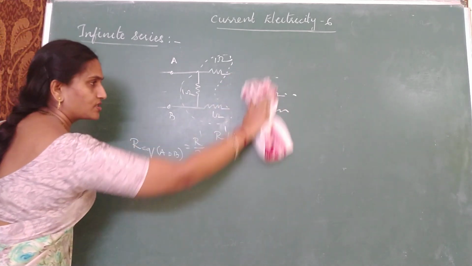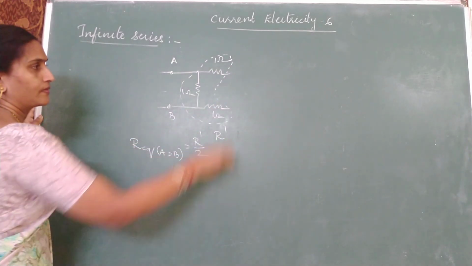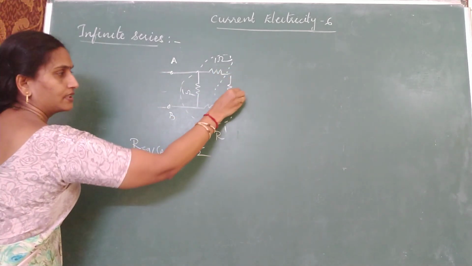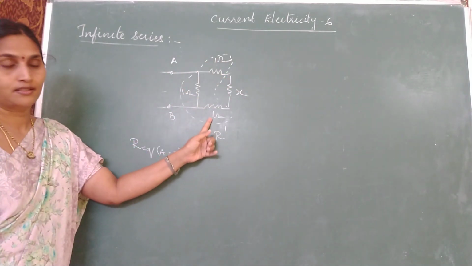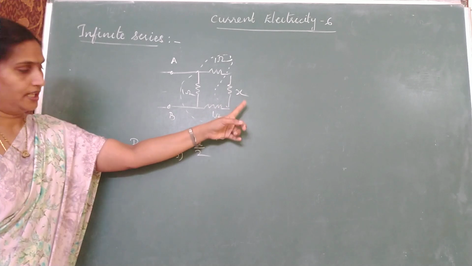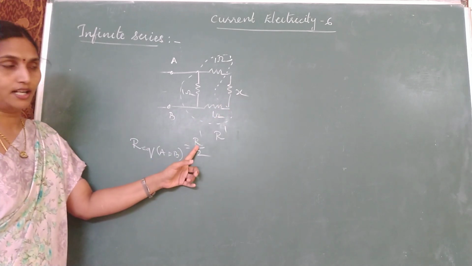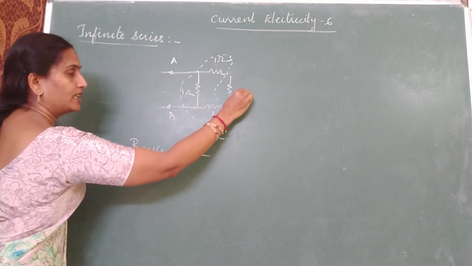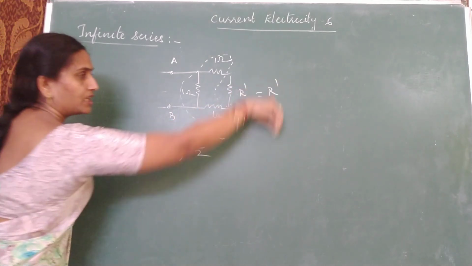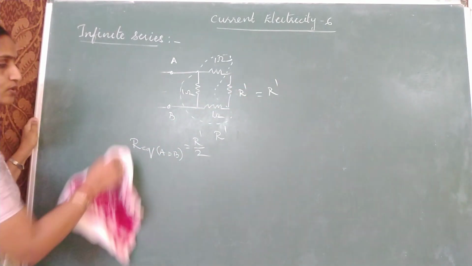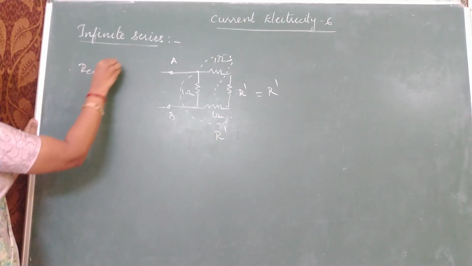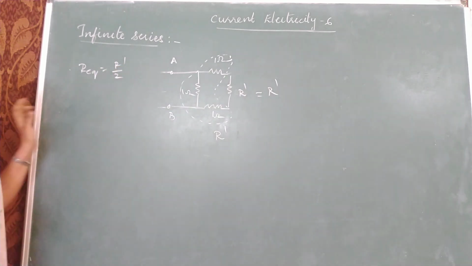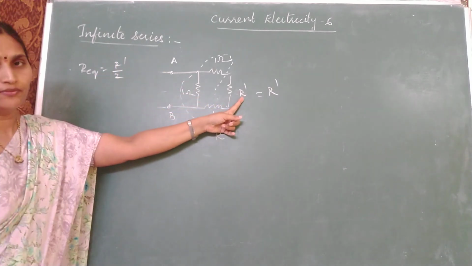Let the resistance till here be taken as X. Even after adding these three resistors, answer should remain as what? X. That X itself I am calling R dash. So let me call it R dash only. Your answer should again remain equal to R dash. So find out what should be the value of R dash. Here I write R equivalent should be R dash by 2. We are trying to evaluate the value of R dash.